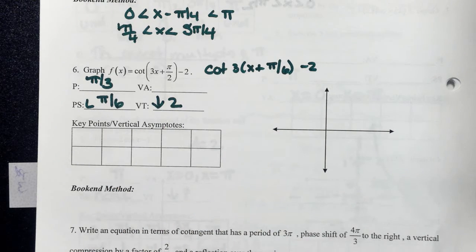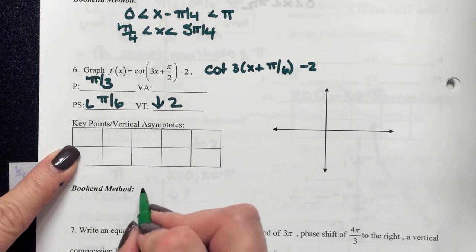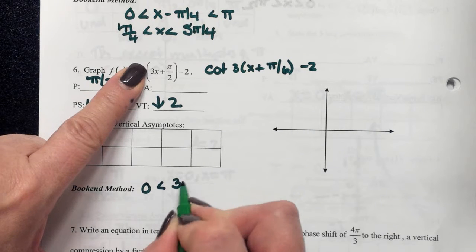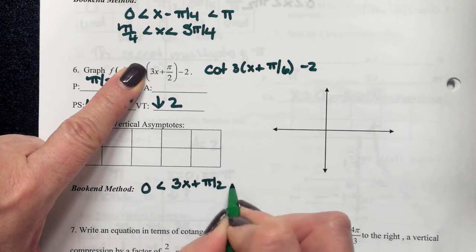So any questions so far on the transformations? So now I've got to figure out where I'm going to start and end this cycle. So I'm going to set up my inequality. Remember, I'm going to go from 0. Just use my original 3x plus pi over 2 less than pi.